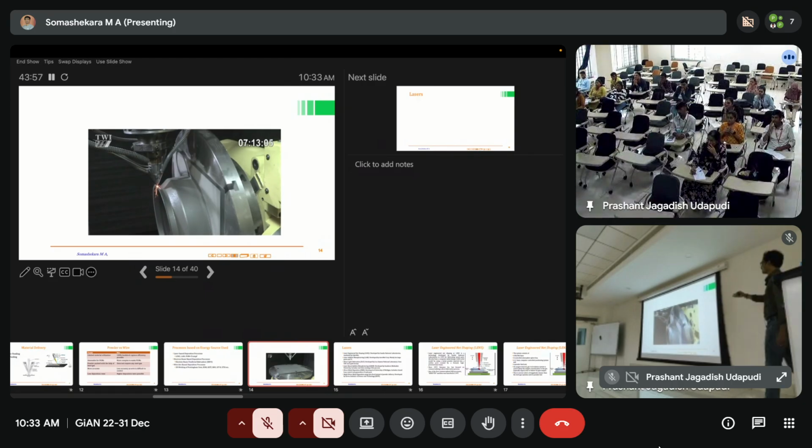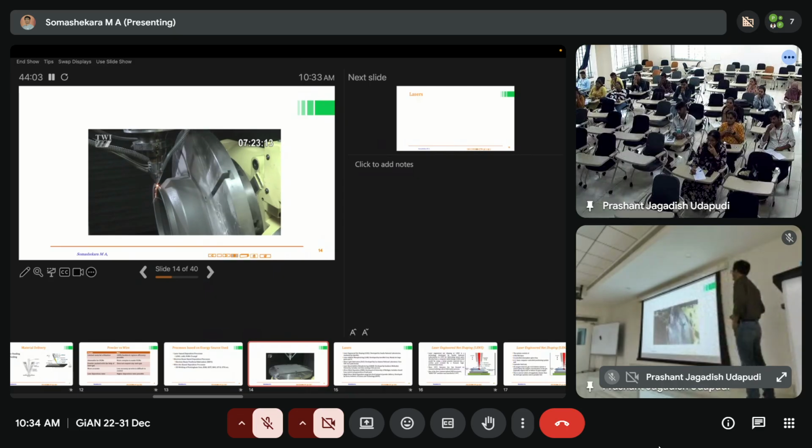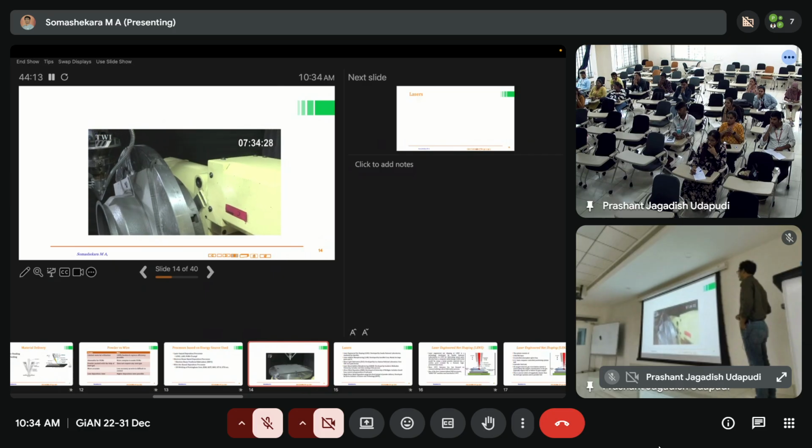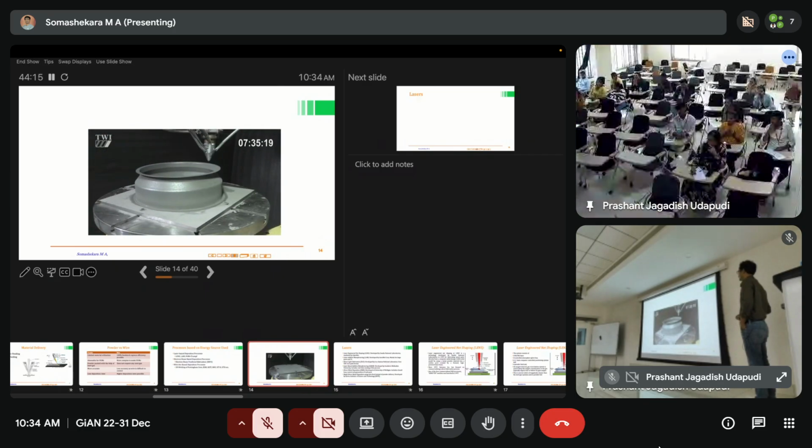So it is almost like 90-degree tilted. Yeah, so you can see the final component.